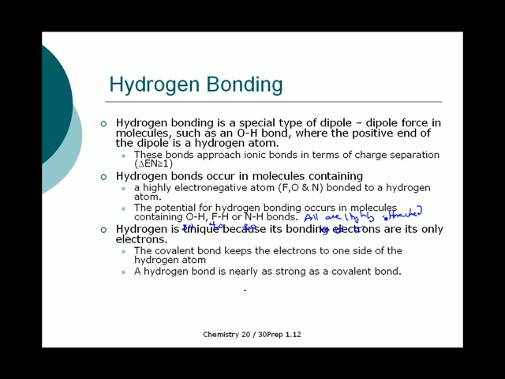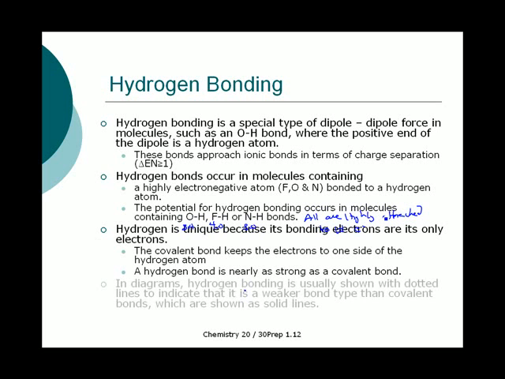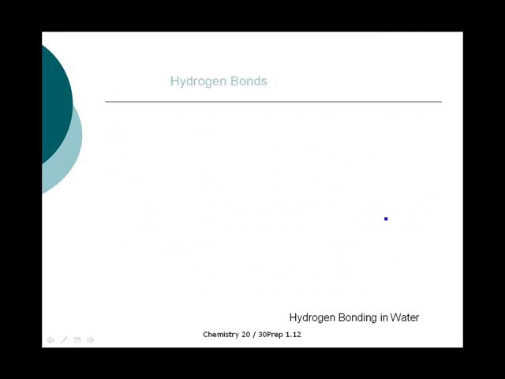There's no other electrons around that atom. So the covalent bond keeps that electron to one side of the hydrogen atom, and that hydrogen bond is almost as strong as a covalent bond. Not quite, but almost. In diagrams, if there's hydrogen bonding in a substance, the hydrogen bonds are usually shown with a dotted line to indicate that it's weaker than a covalent bond, which is usually a solid line.